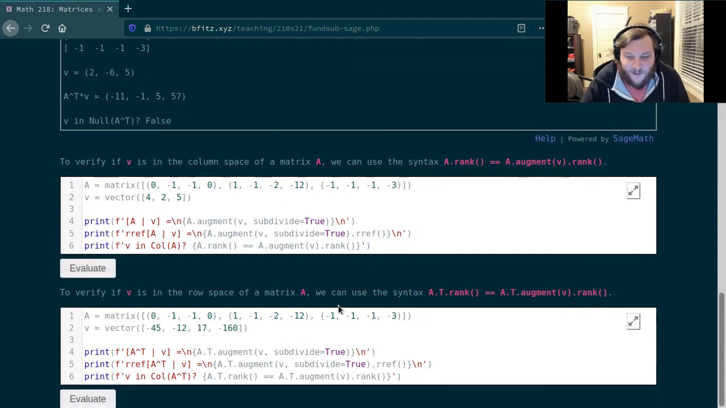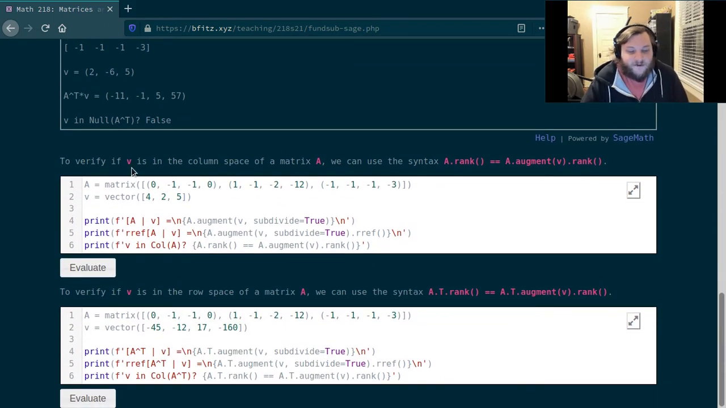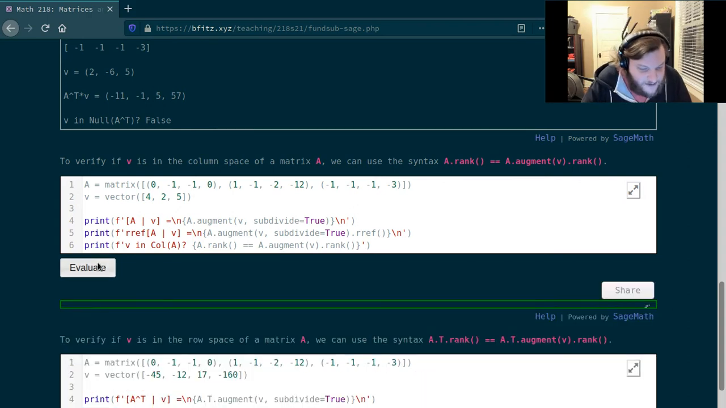What does the third block of code do here? The third block of code will test whether or not a vector is in the column space of a matrix. Here we're using the Rouché-Capelli theorem by checking whether or not the rank of the matrix is equal to the rank of the matrix obtained by augmenting our matrix with the vector in question. So let's see what happens.